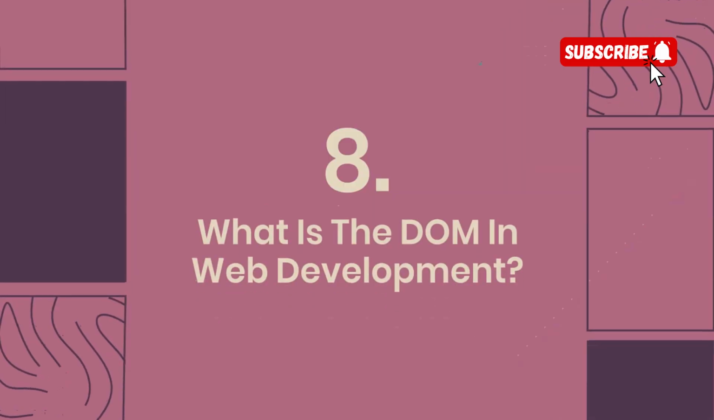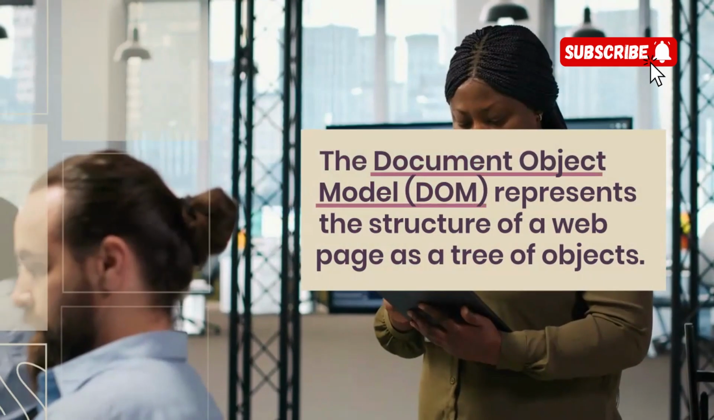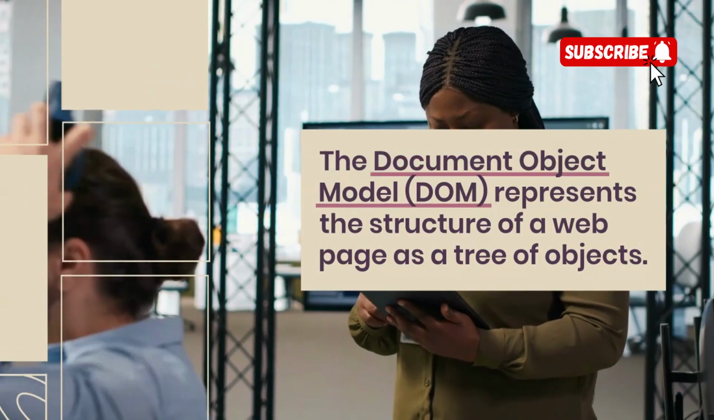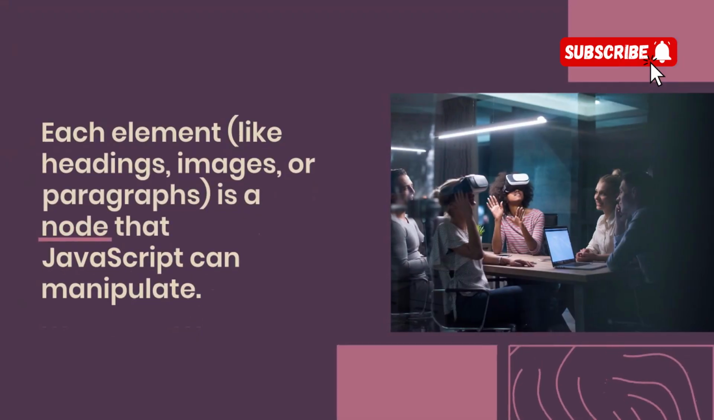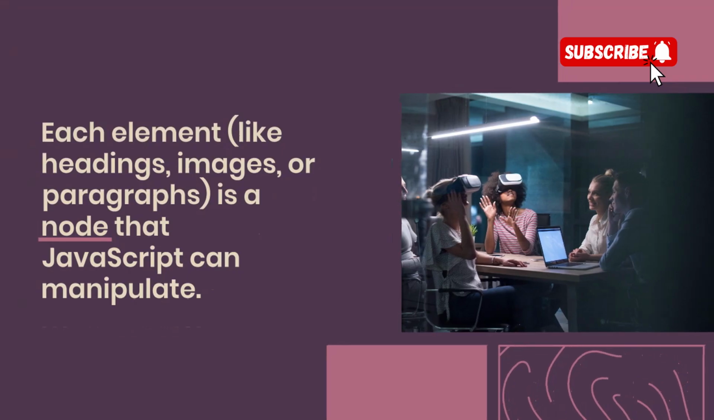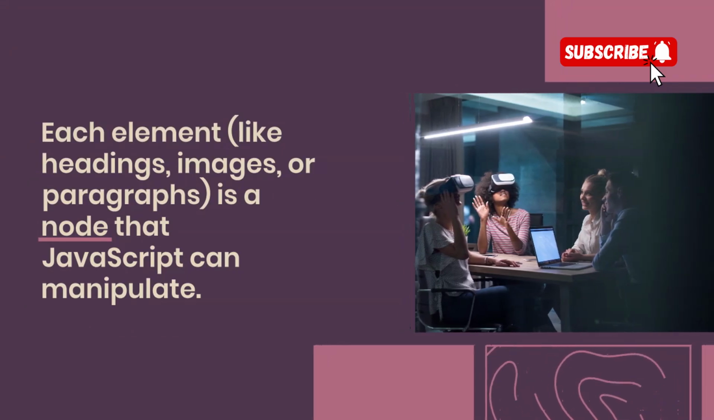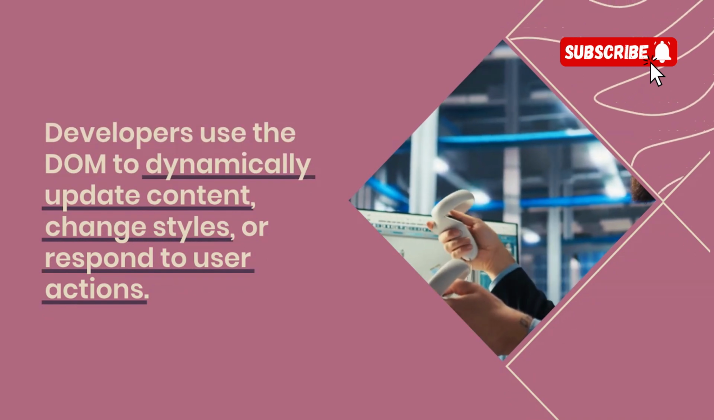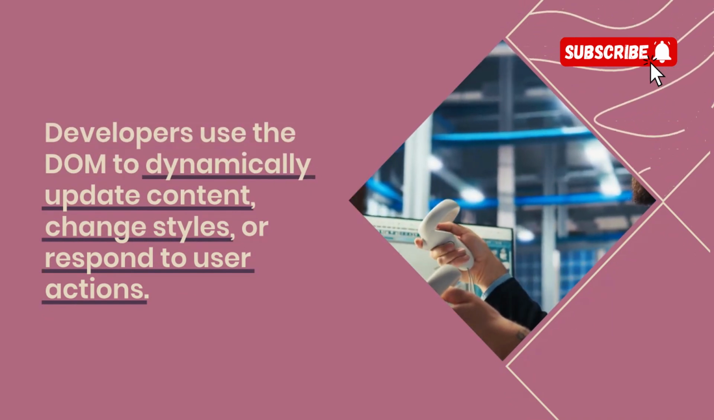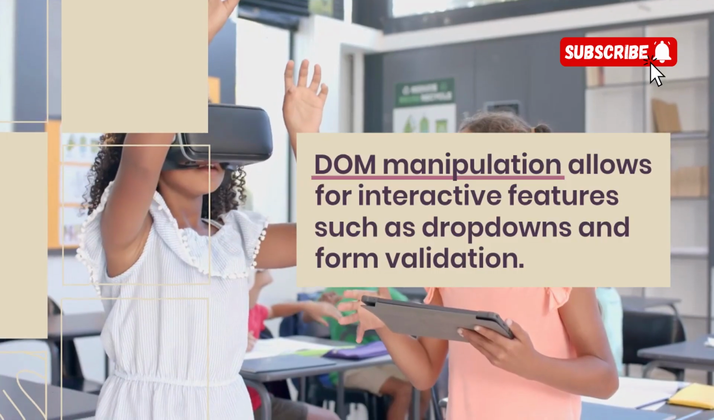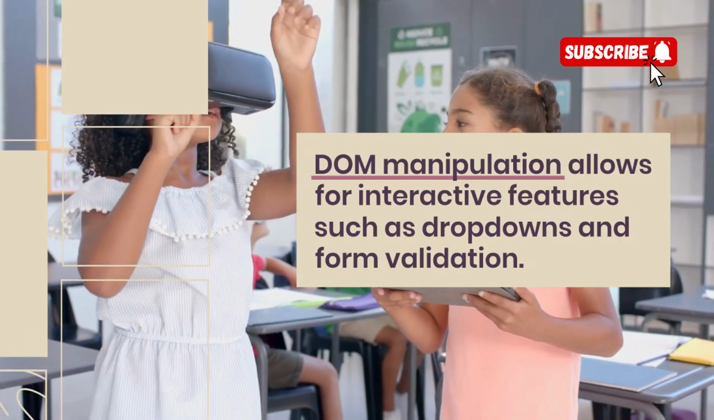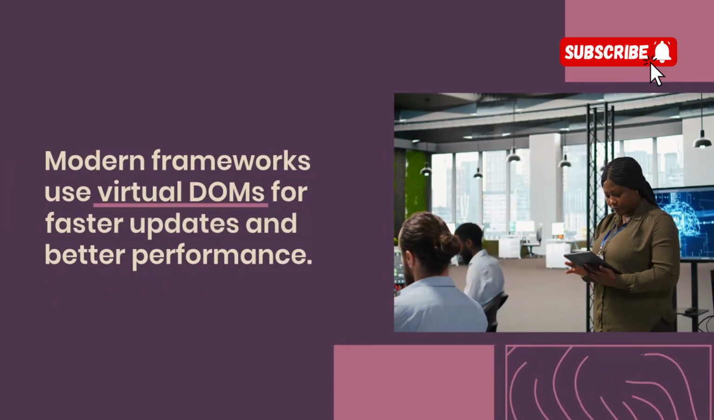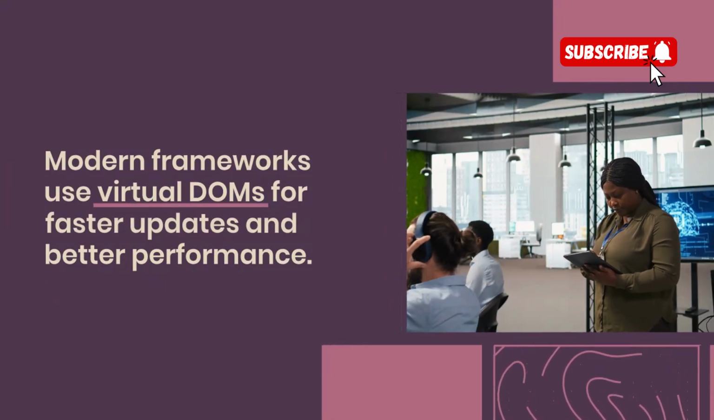8. What is the DOM in web development? The Document Object Model, DOM, represents the structure of a web page as a tree of objects. Each element, like headings, images, or paragraphs, is a node that JavaScript can manipulate. Developers use the DOM to dynamically update content, change styles, or respond to user actions. DOM manipulation allows for interactive features, such as drop-downs and form validation. Modern frameworks use virtual DOMs for faster updates and better performance.